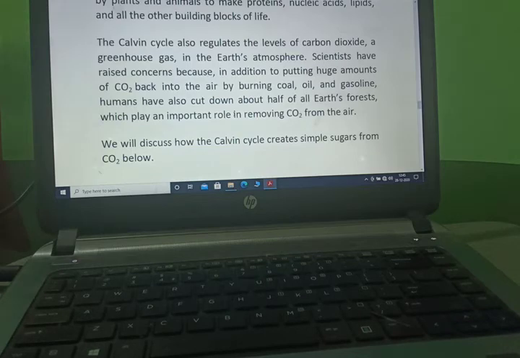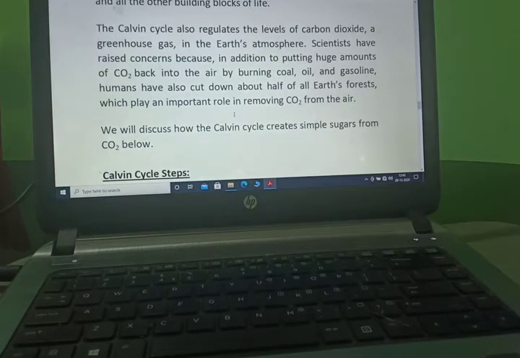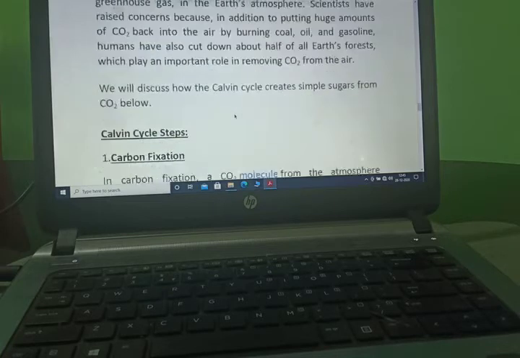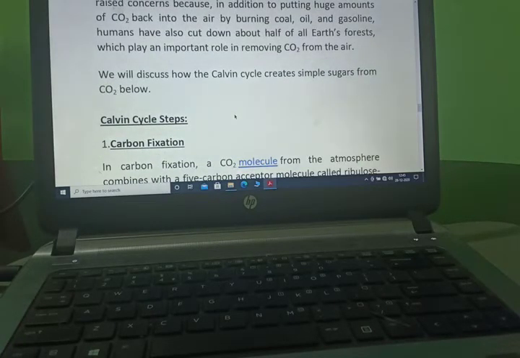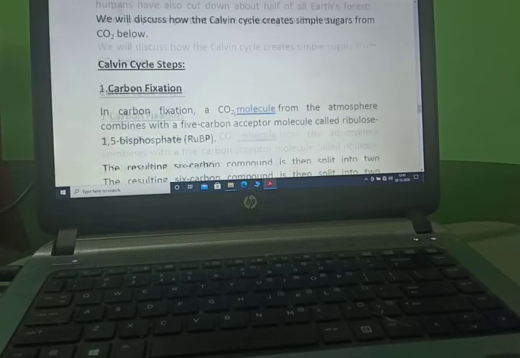The Calvin cycle also regulates the level of carbon dioxide, a greenhouse gas, in the Earth's atmosphere. Scientists have raised concern because in addition to putting huge amounts of carbon dioxide back into the air by burning coal and gasoline, humans have also cut down about half of all Earth's forests, which play an important role in removing carbon dioxide from the air. Now we will discuss how the Calvin cycle creates simple sugar from carbon dioxide below.